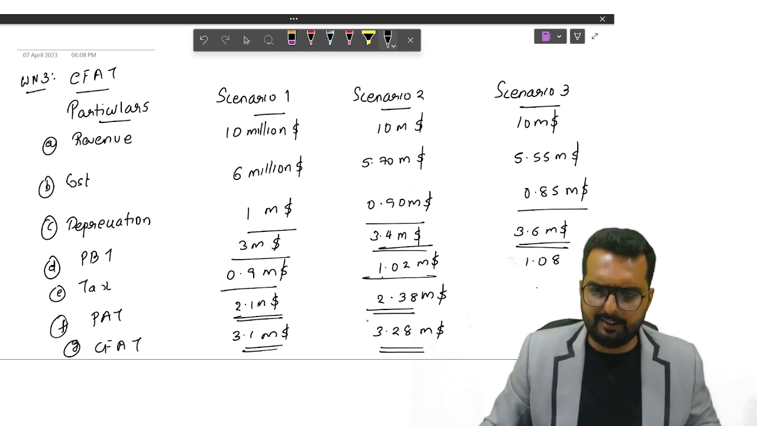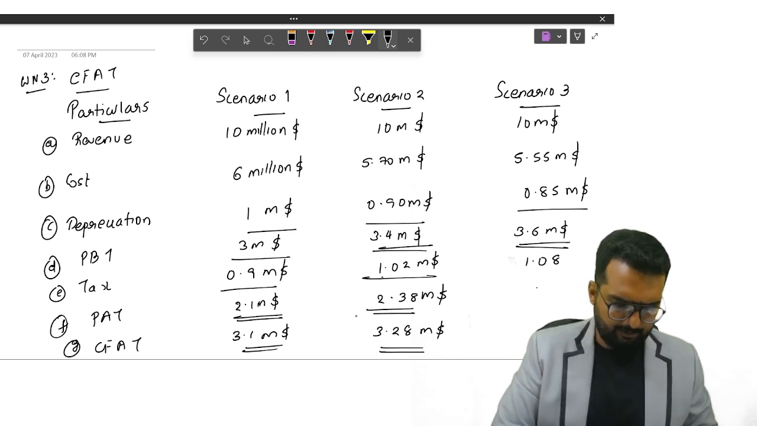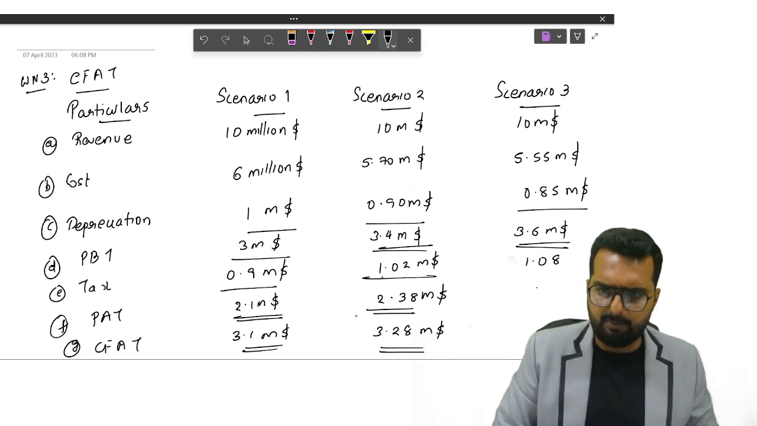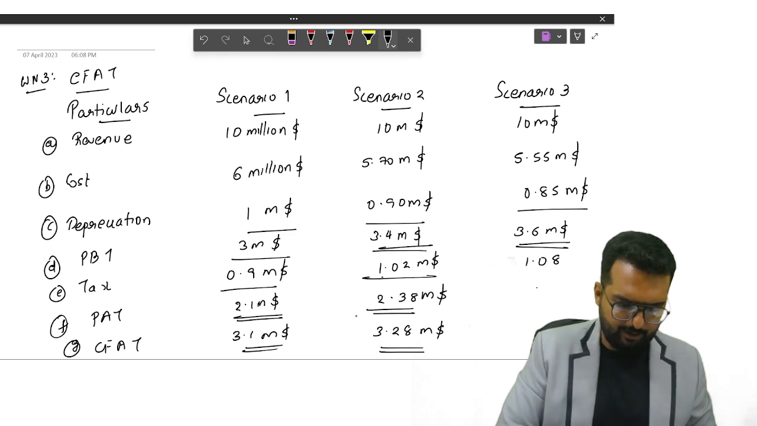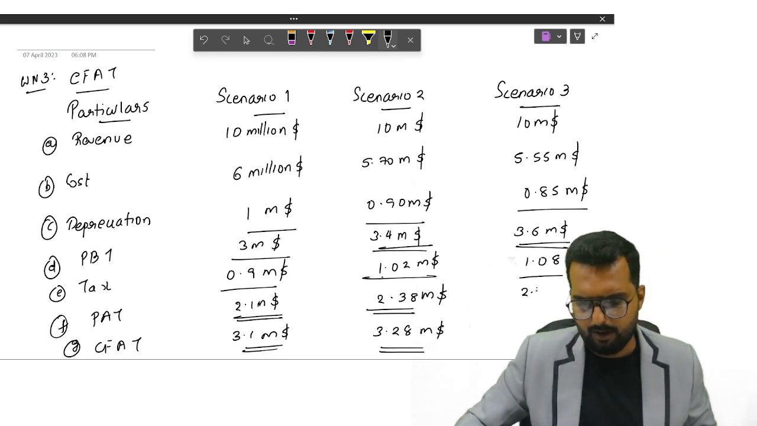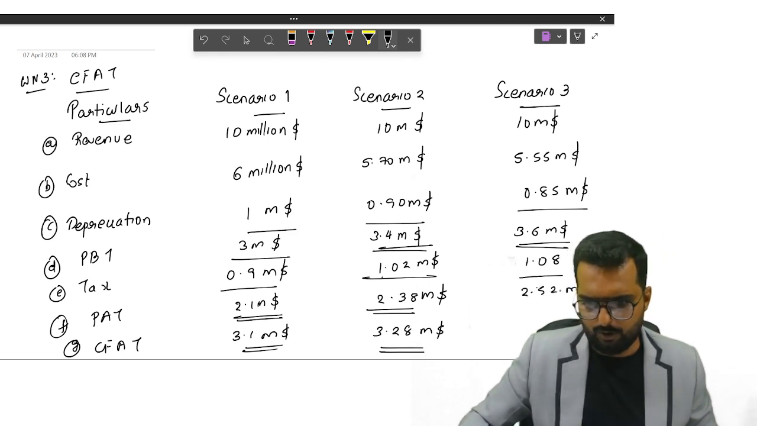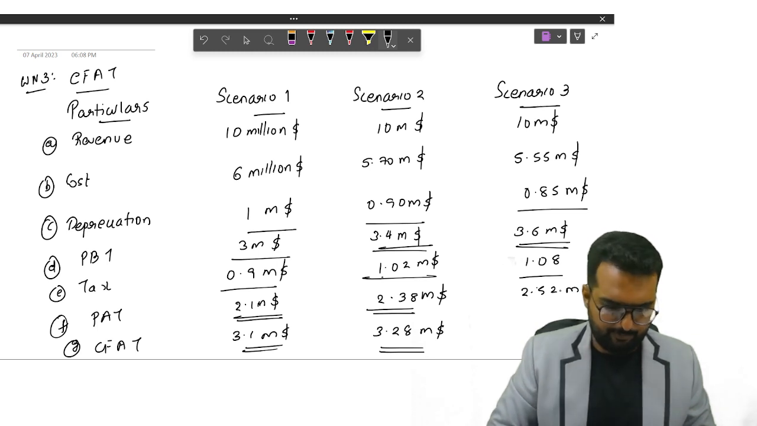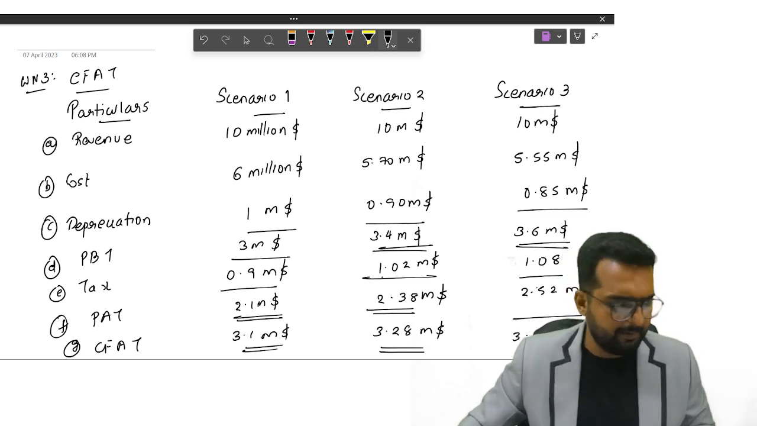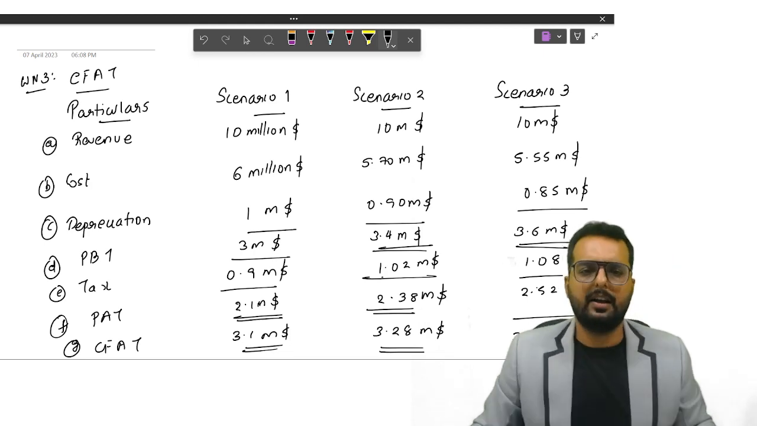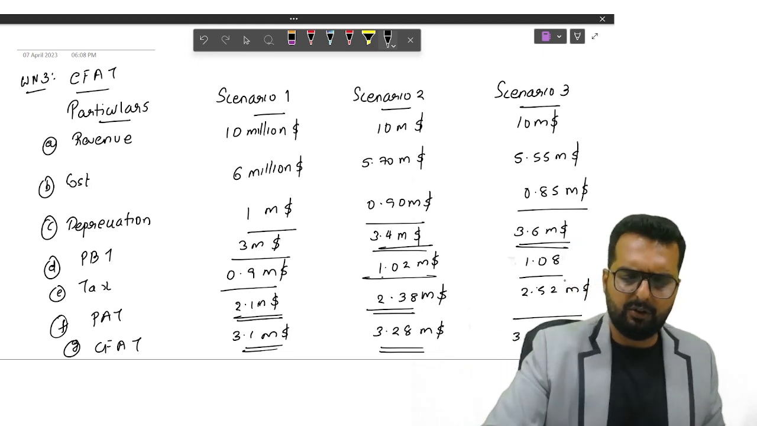Yes. And the last case, it will turn out to be 10 minus 5.55 minus 0.85 will give you 3.6. Point tax will be reduced. So what is the next number I'll get? $2.52 million plus 0.85. That will be $3.37 million. Yes. I'll give you a minute, friends. Please go through this.